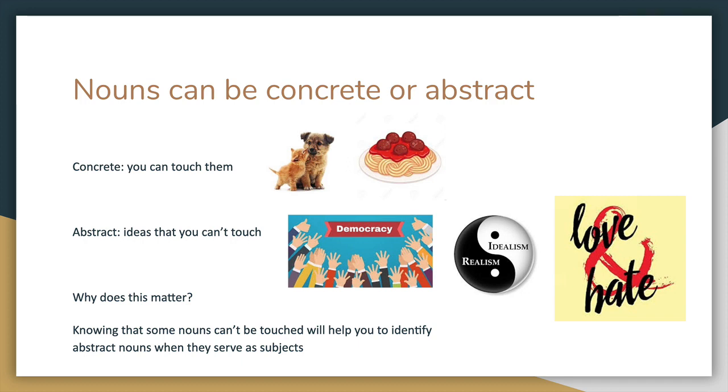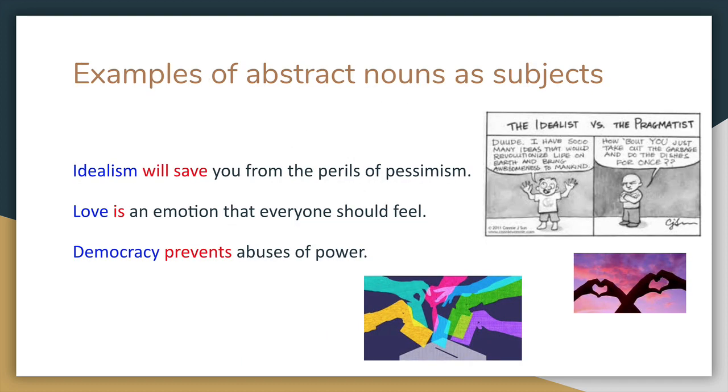Now, why does any of this matter? Well, it matters because if you know that some nouns can't be touched, that's going to help you to identify abstract nouns when they're serving as subjects in your sentences. Things like idealism. So let's look at some examples. An example would be something like, idealism will save you from the perils of pessimism. So idealism here is the subject of the sentence. It's a noun, but it's abstract. You can't really touch it.